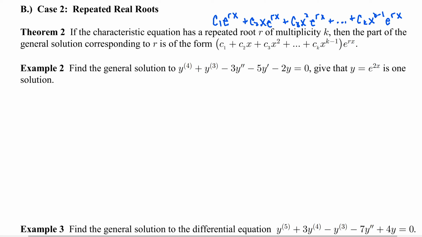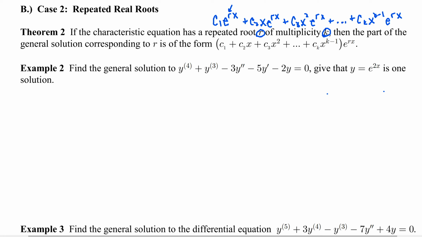First of all, the root of the characteristic equation was r. That's why we see the r up in the exponent position. Also, this root r has multiplicity k. So, for example, if you have a double root, you're talking about multiplicity of 2. Or if you have a triple root, you're looking at multiplicity 3. So I'm going to need k terms to express the general solution, or at least the part of the general solution corresponding to this root.